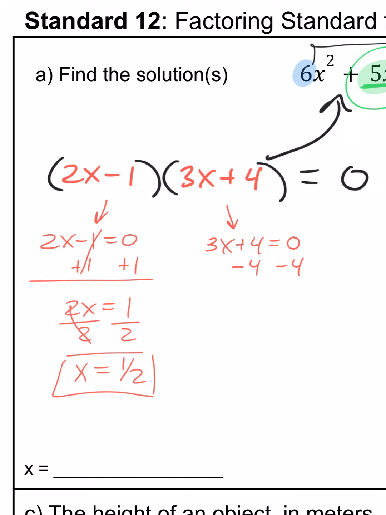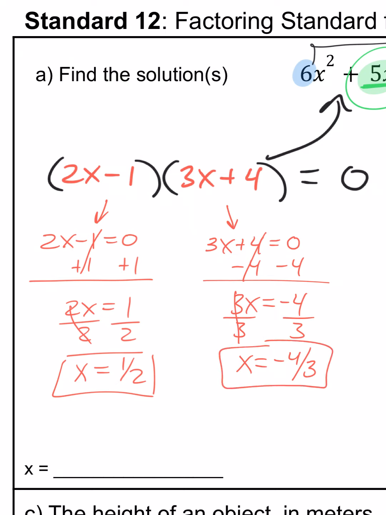We want to move the 4 over by subtracting. We have 3x equals negative 4. Now we can divide by 3 to isolate the x. X is negative 4 over 3. Those are our two solutions.